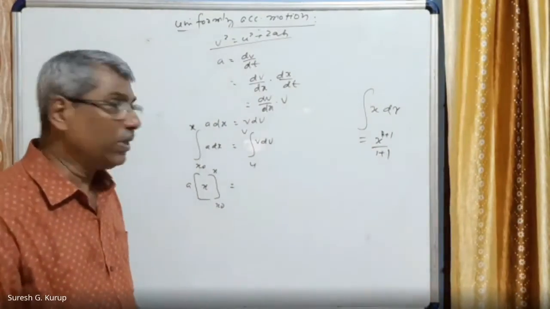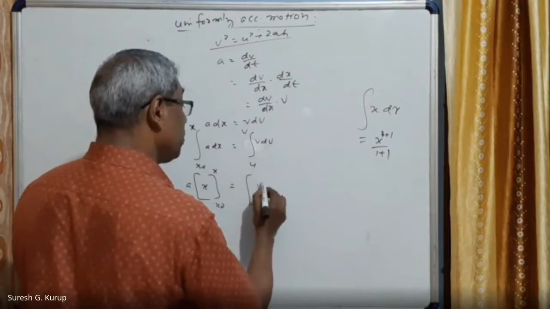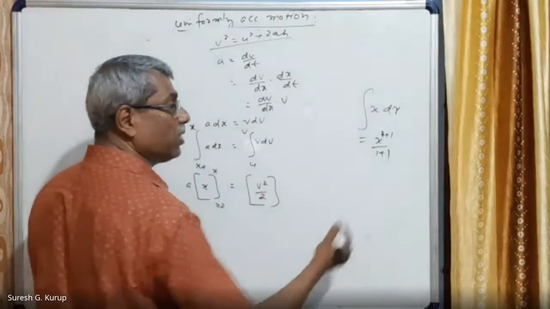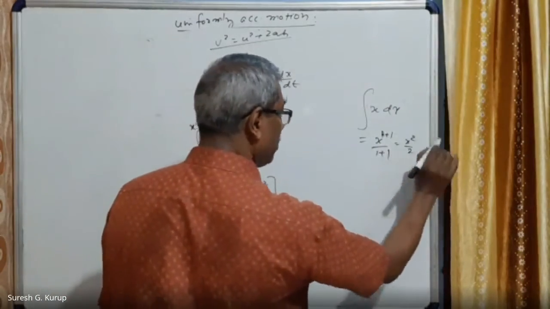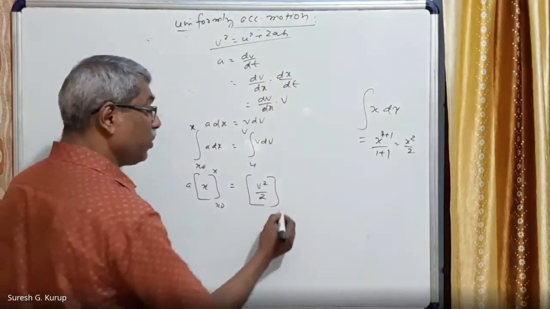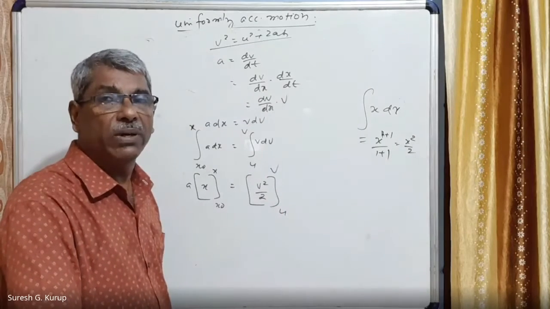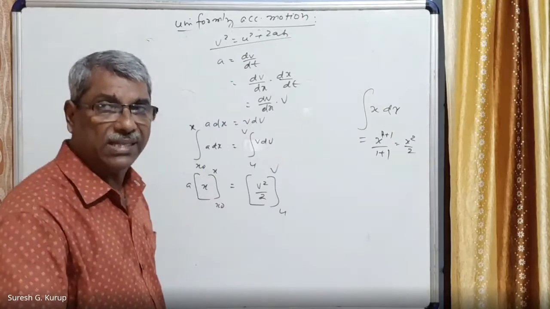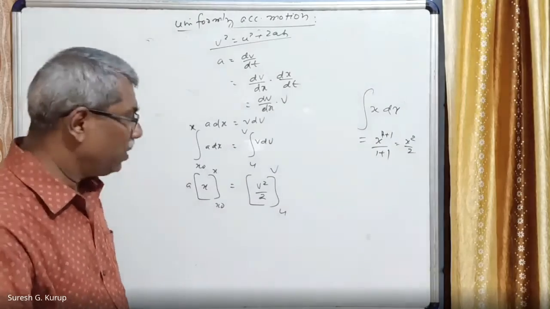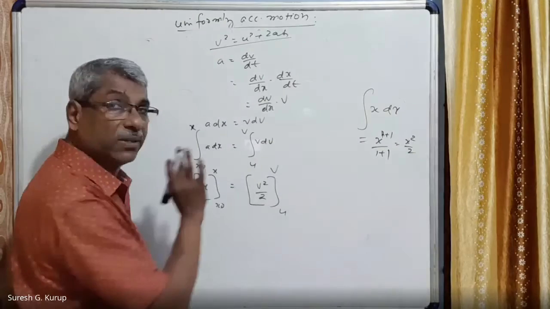Right? V square by 2 you will write. Therefore, integral v dv is equal to v square by 2, just like integral x dx is equal to x square by 2. Here it is integral v dv, equal to v square by 2, within limits u to v, because the velocity of the body is changing from u to v. When the body covers a displacement s, its velocity changes from u to v, and the body changes its position from x0 to x.